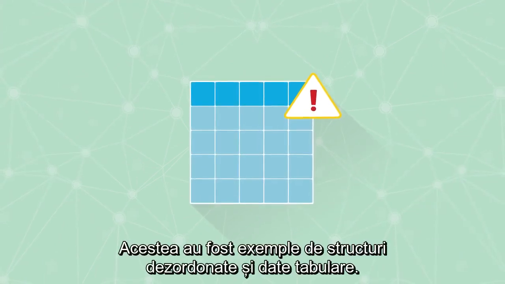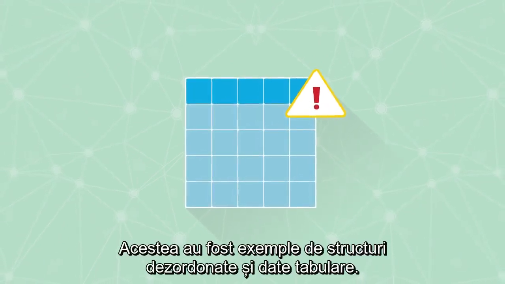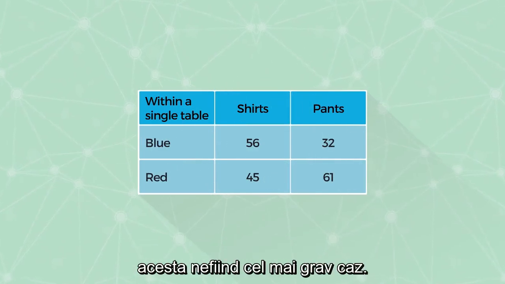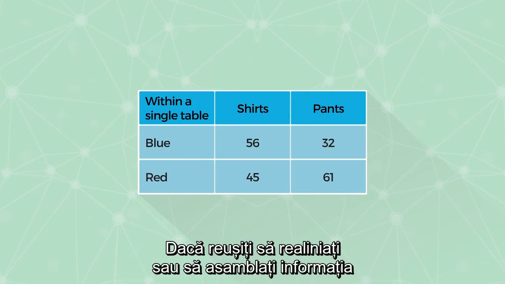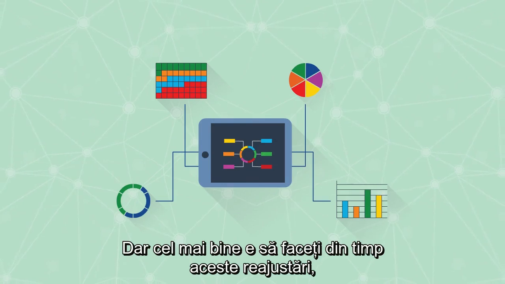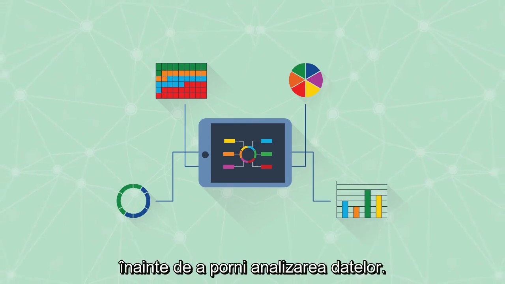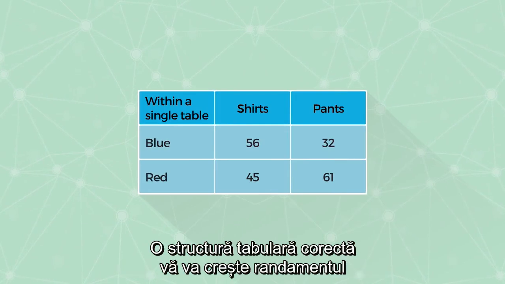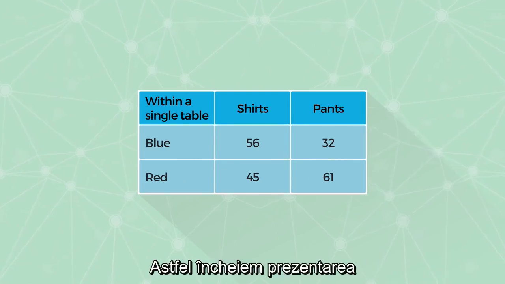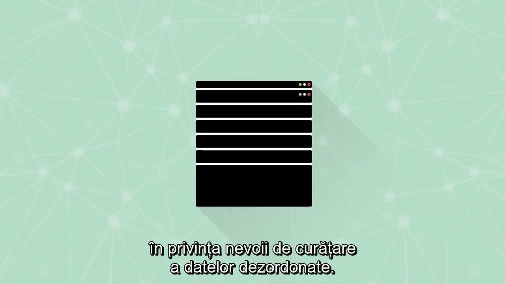So these were examples of messy structure in tabular data. The values themselves were generally consistent, which is not the worst case scenario. Being able to realign or aggregate information without worrying about the contents of the cells themselves is an easier scenario to deal with. But it's best to do this sort of readjustment early on, before getting into data analysis. Having the right tabular structure will typically give you a performance boost and often decrease the storage size you have to deal with. And that concludes this presentation on the need to clean messy data.